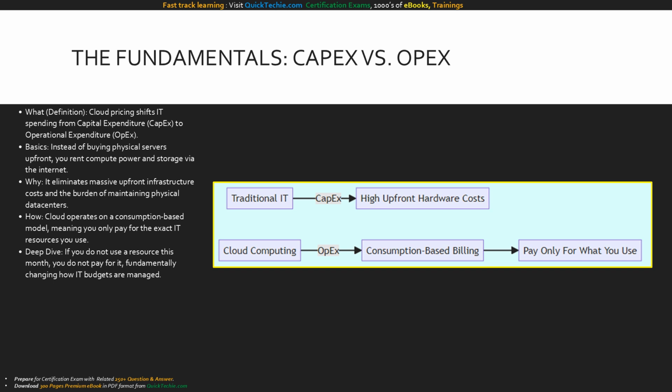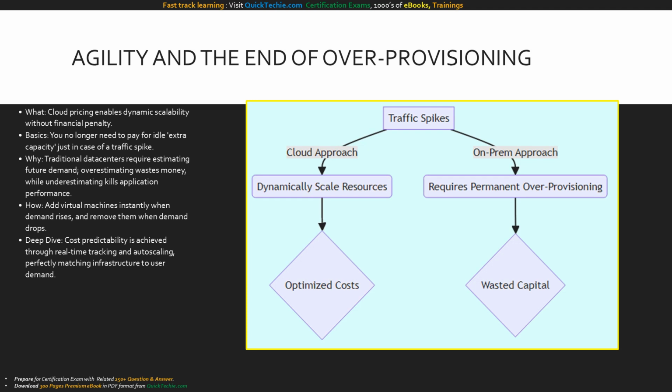Look at the diagram on your screen. On the top path, traditional IT forces you into the CapEx route, resulting in high upfront hardware costs. On the bottom path, cloud computing introduces the OpEx model. This flows directly into consumption-based billing, empowering you to pay strictly for what you use, turning fixed costs into variable, optimized costs.